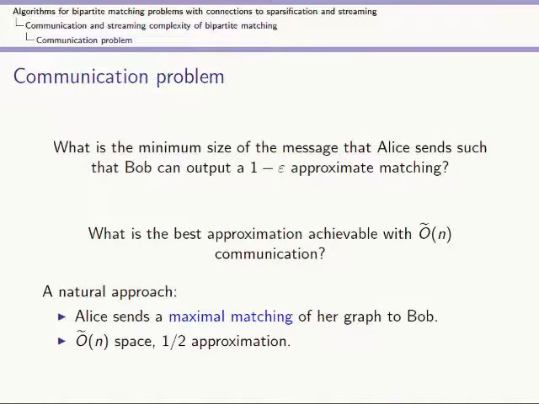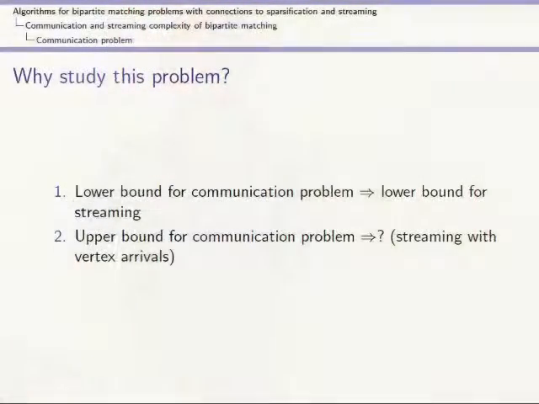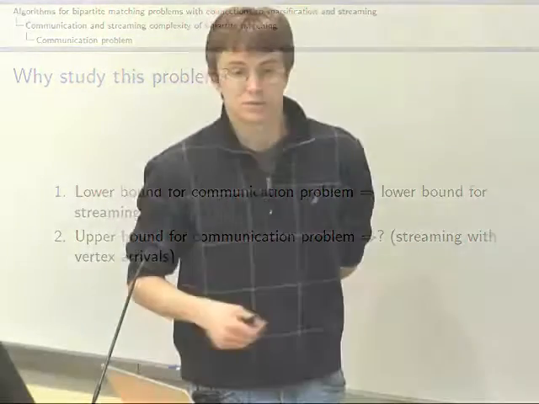Well, this is a great problem, but why do we care about this problem? Now, the motivation for this problem comes from the problem of approximating maximum matchings in one pass in the streaming setting. And in fact, a lower bound for the communication problem will immediately translate into a lower bound for streaming algorithms. And an upper bound will not really translate directly into anything, but nevertheless, the techniques that will work for the communication problem will also let us get a result for streaming with vertex arrivals.